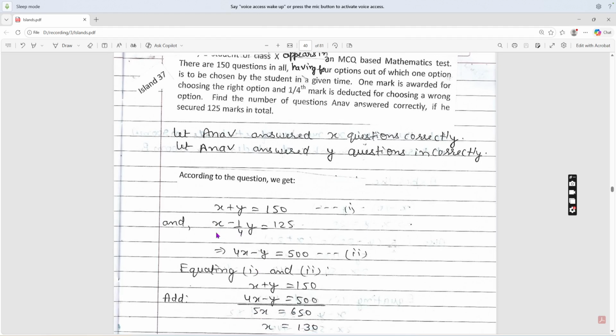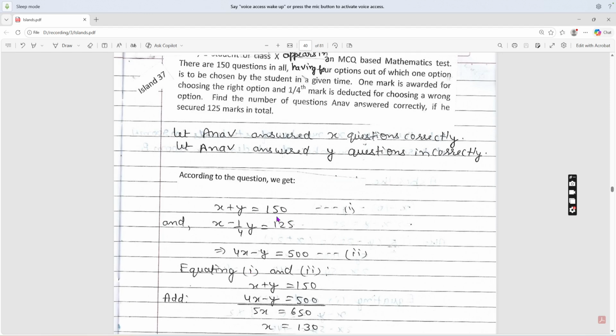It is x upon 1. 4 divided by 1 is 4. 4 into x is 4x. Minus 4 divided by 4 is 1. 1 into minus 1y is equal to minus 1y, or simply minus y, is equal to this. 4 is going to be cross multiplied from the LHS to RHS, from the denominator to numerator. So 125 into 4 is equal to 500. So it is equation number 2.